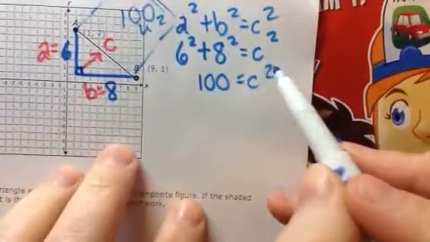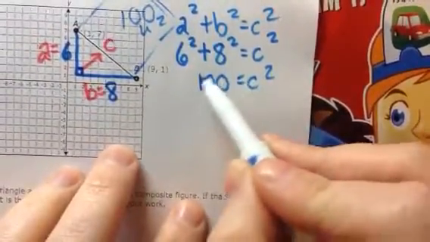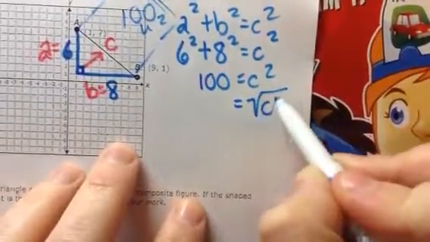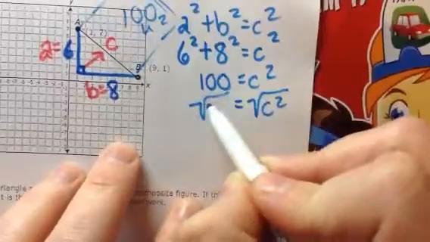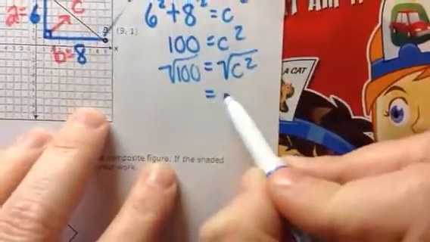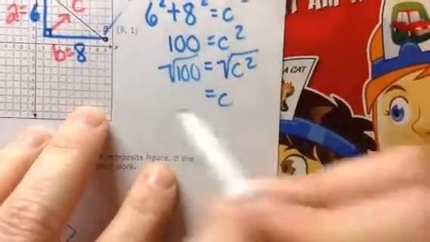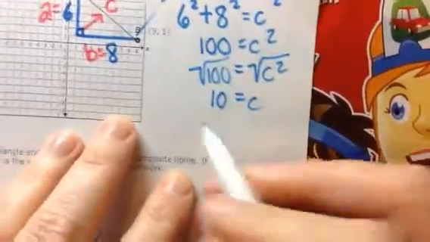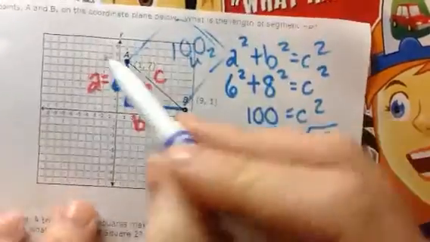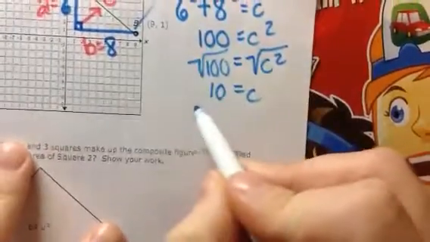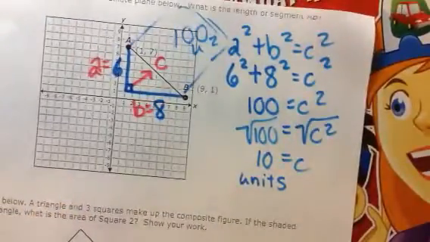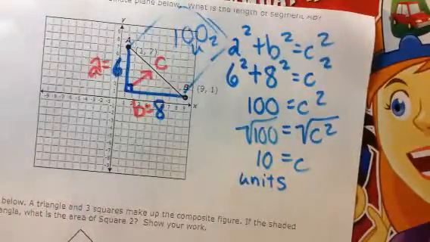So some number times itself equals 100. To take the squared off, I have to do the square root. So the square root of 100 is 10. Okay, and they wanted the length of it, and I don't know the size of these, so I had to say 10 units. And then you go back to see if that's an okay answer.